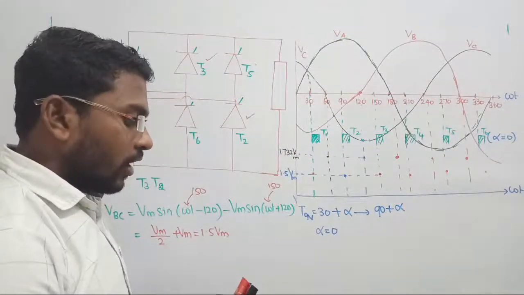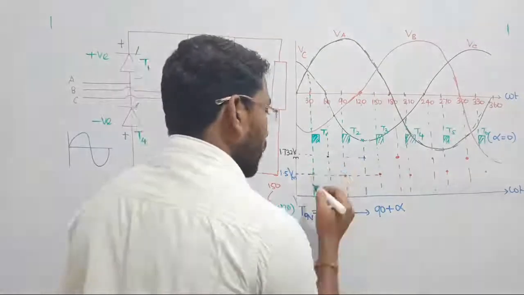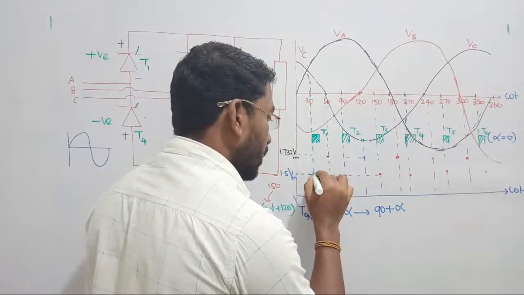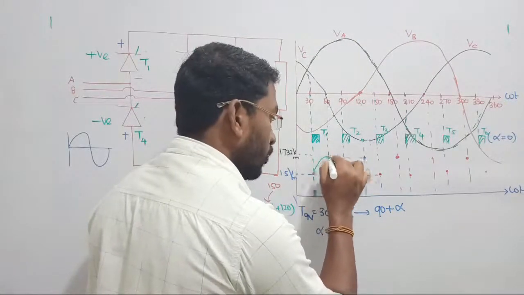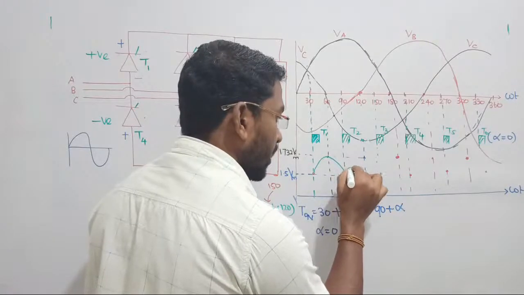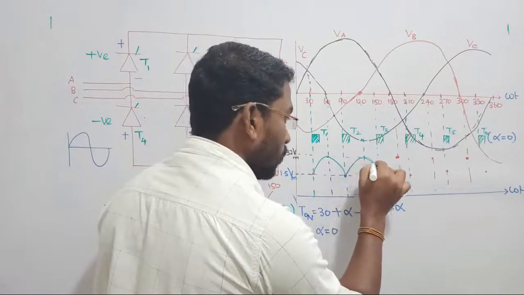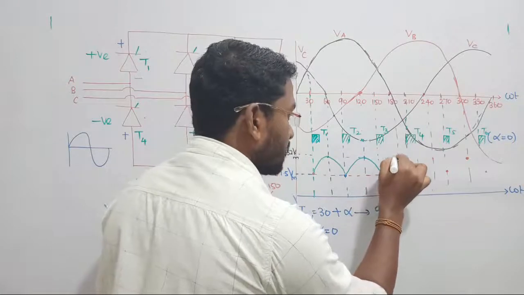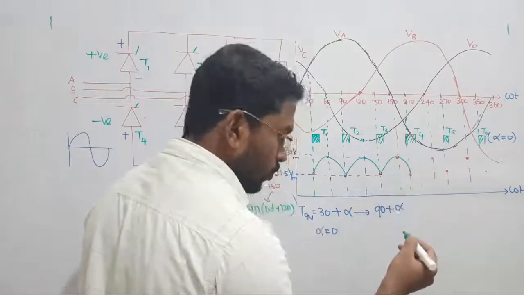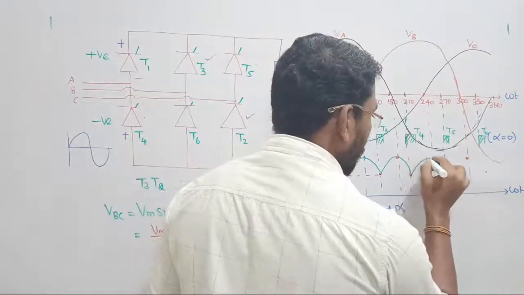So if I join all the points, let us see. So how is the waveform? Initially it is 1.5 and it is rising to 1.732. Again it is decreasing to 1.5. Again it is rising to 1.732. Decreasing to 1.5. Again rising to 1.732. Decreasing to 1.5. Again rising to 1.732.